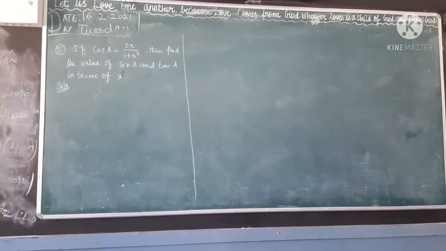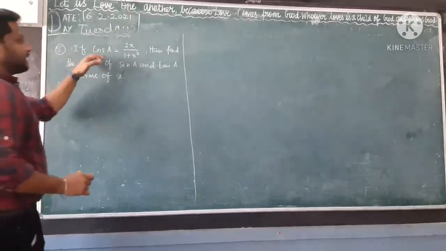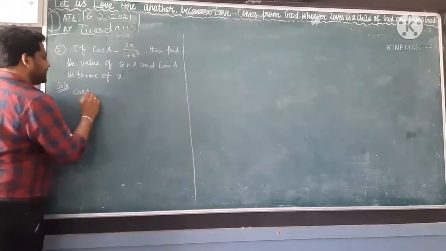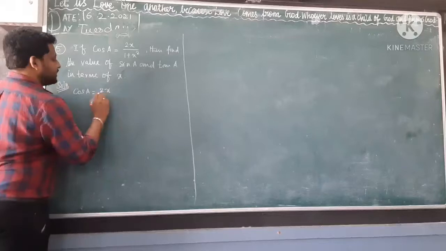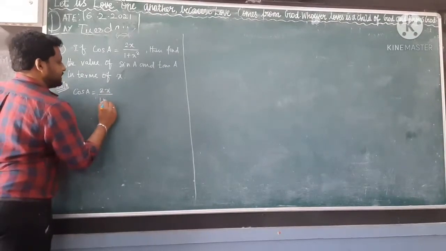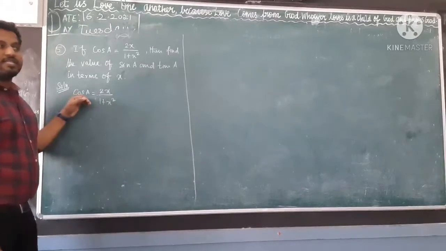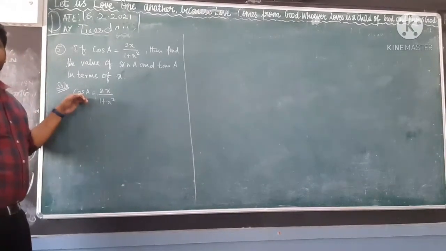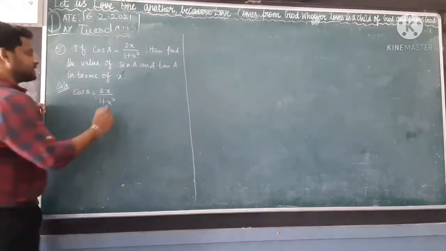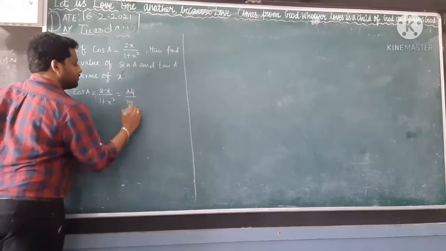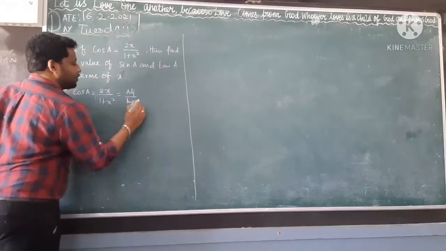Okay, given cos A is equal to 2x divided by 1 plus x square. What is the ratio for cos A? Cos theta ratio is adjacent side by hypotenuse value.